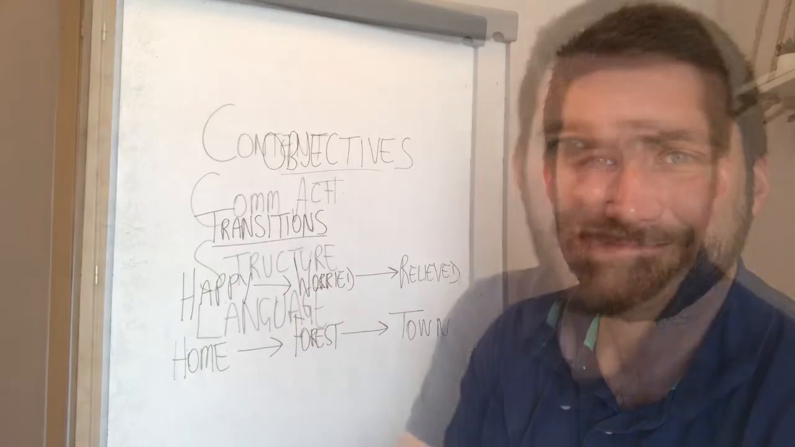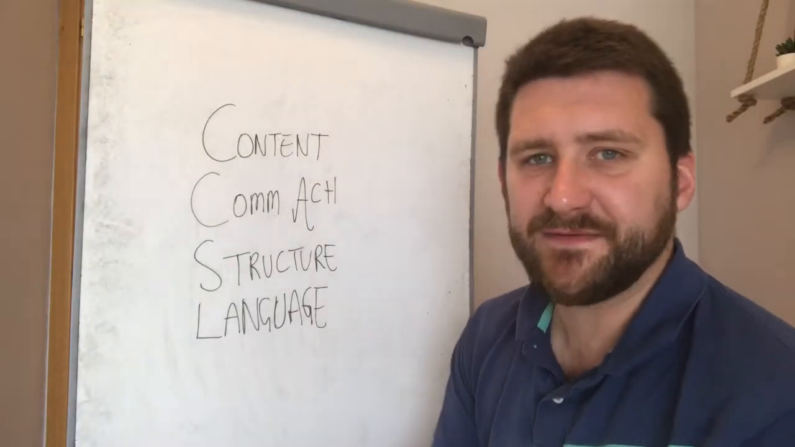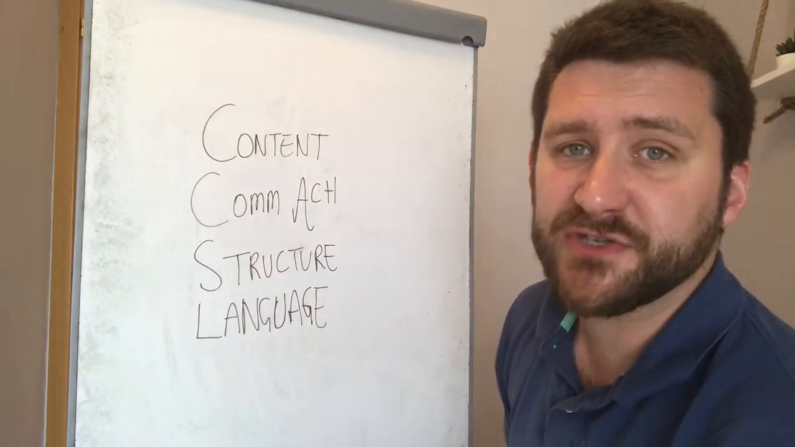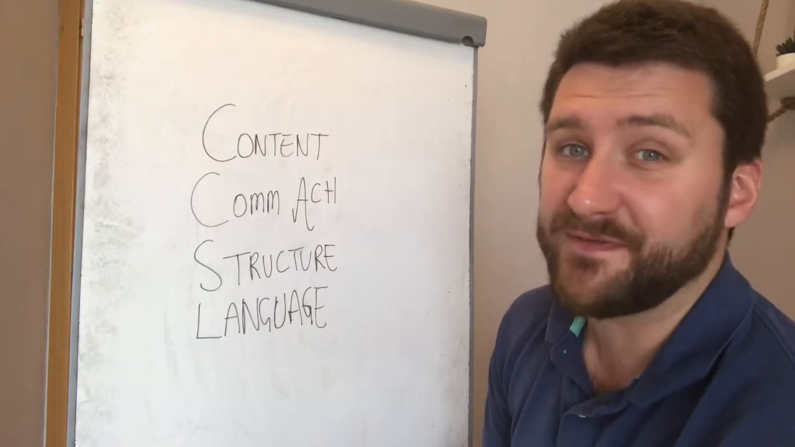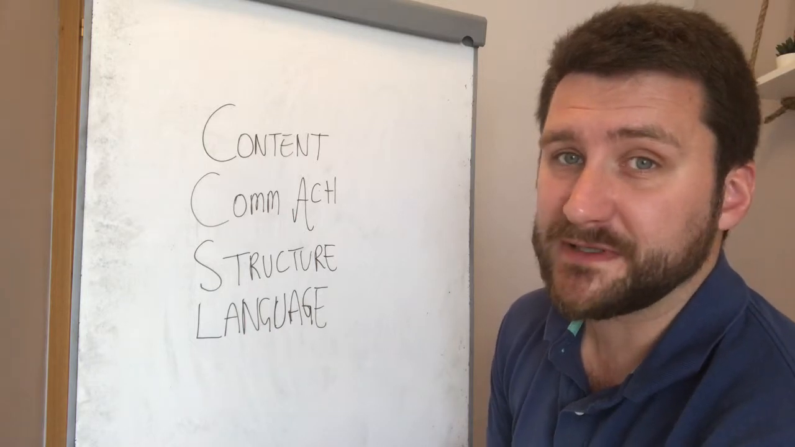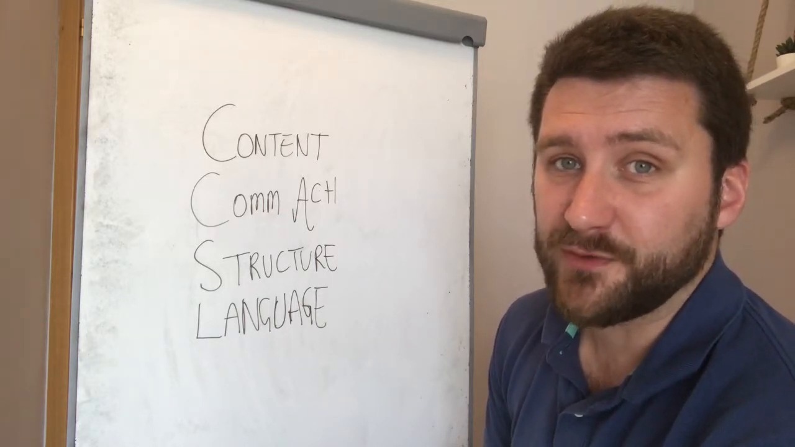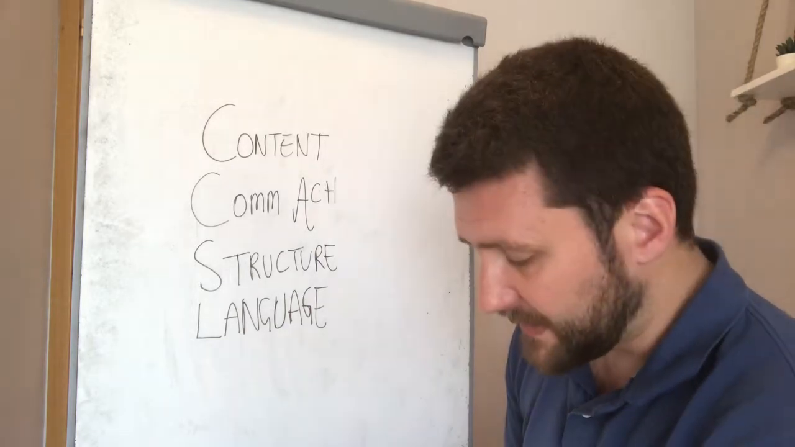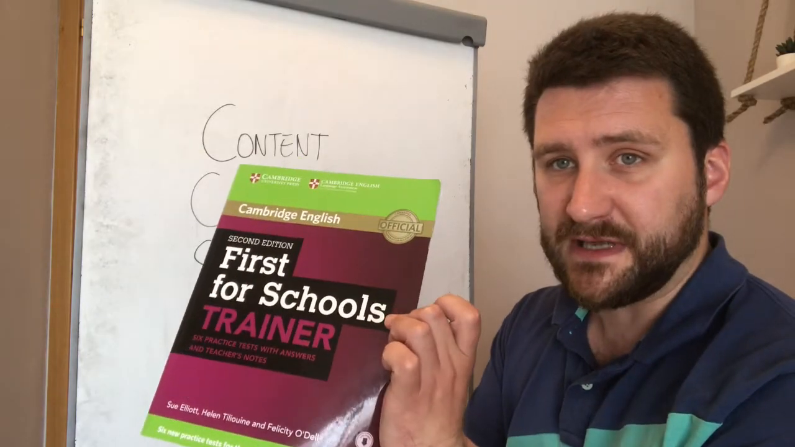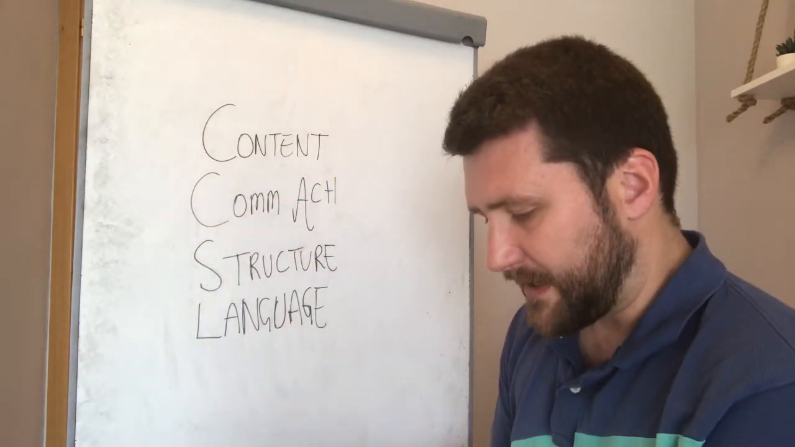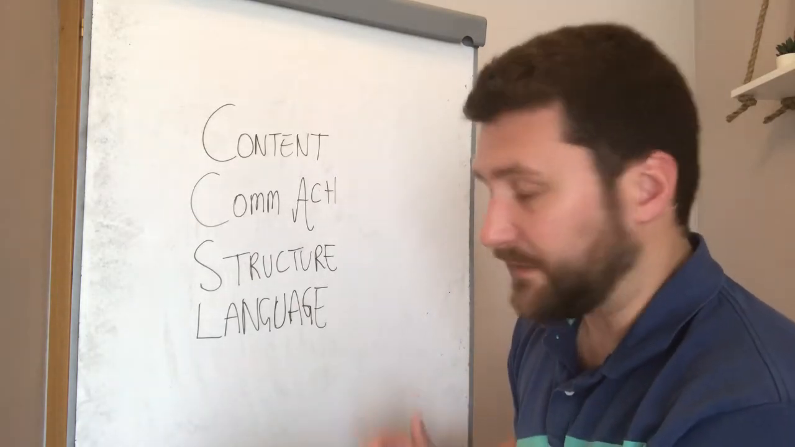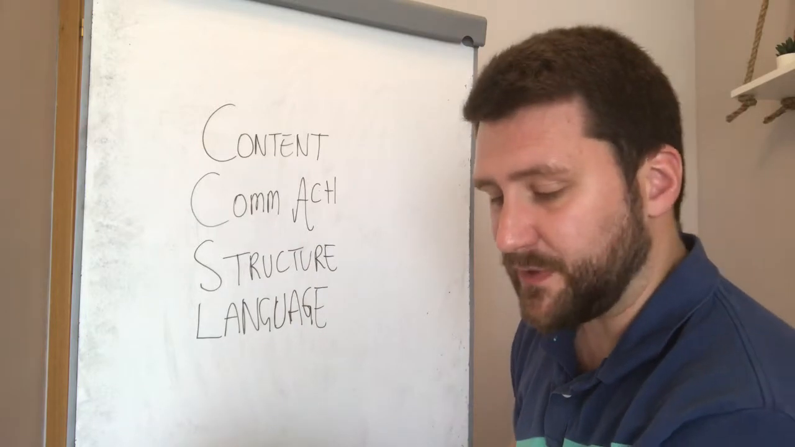All right, as always with a written activity, we're going to look at the mark scheme. Remember, you've got content, communicative achievement, structure, and language. They're going to be marked out of 5, with a grand total of 20 per task. So it's really important that we maximize the amount of points that we can get from each section. Now, I'm going to use a very quick example from this book, which is First for Schools Trainer. If I read you a story question, we'll have a look and see how we can apply this mark scheme to it.